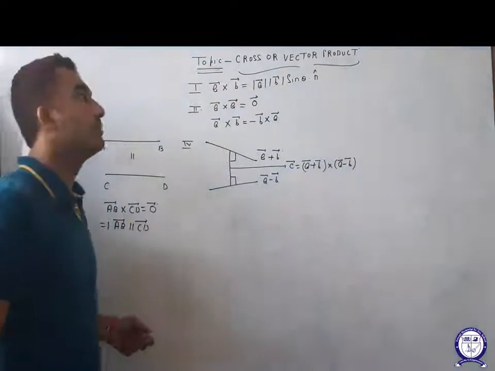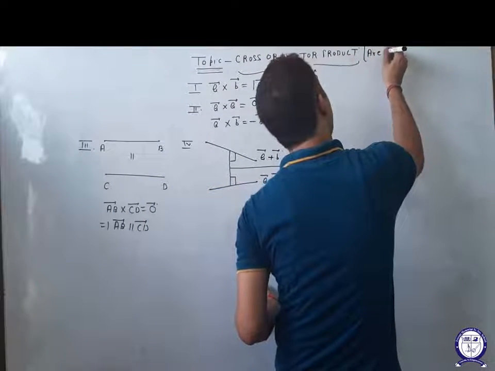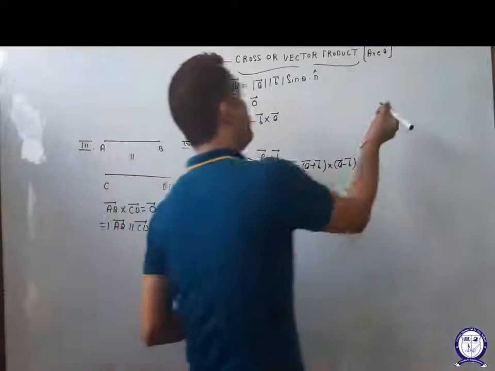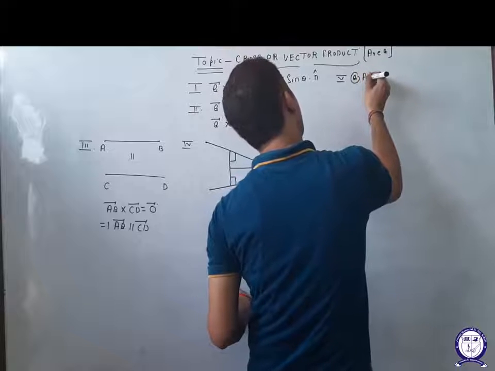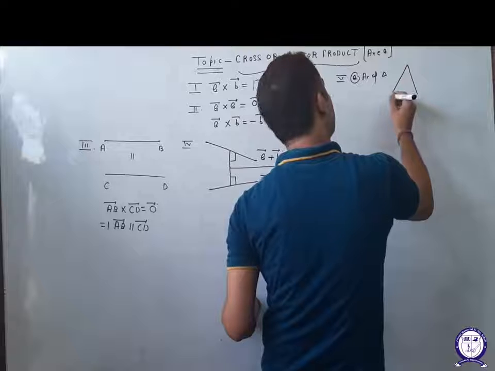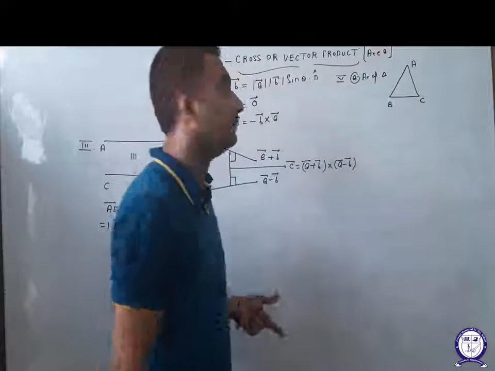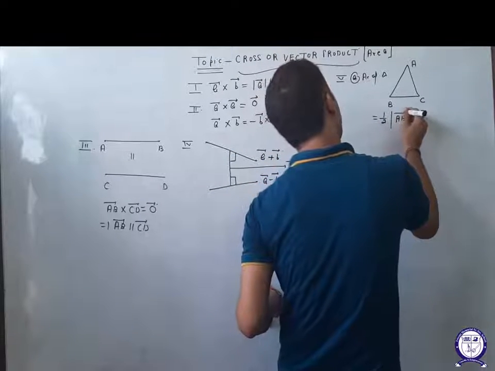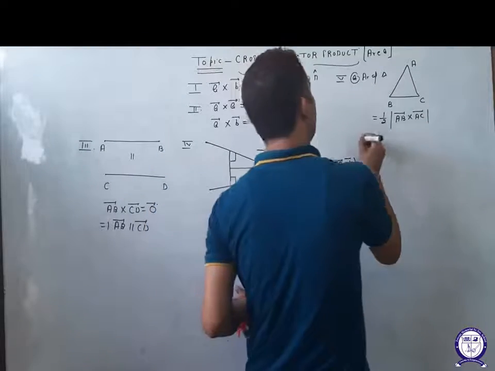Cross or vector product is used when you have to find area in vectors. Like in dot product, when we need an angle, then we use dot. If you need area, first one: area of triangle ABC. Area of triangle will be equal to half magnitude of AB vector cross AC vector. These are those formulas.